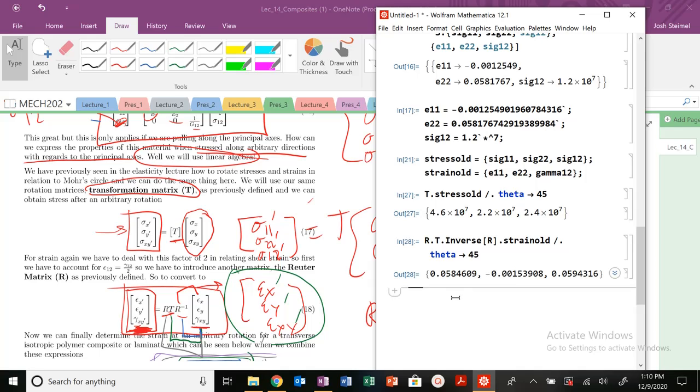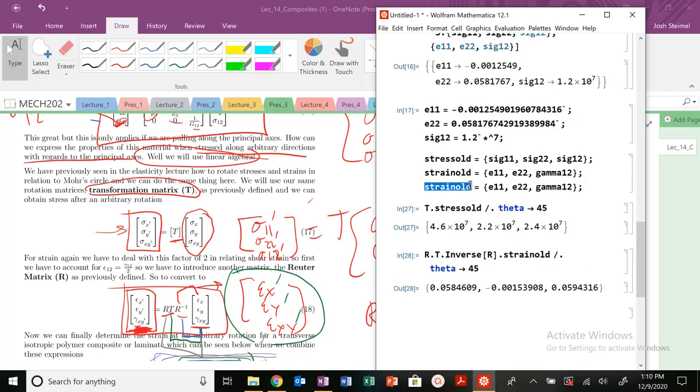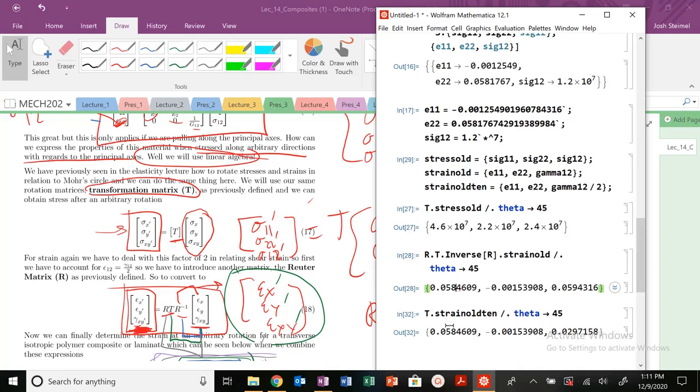I could also do a little bit of a trick. If I wanted the tensorial definition of my strains, I'd have to do this little trick. So strain old, I'm going to call this my tensor notation, because if I put everything in tensor notation, I'll actually be able to get T dot strain old tensor, slash dot theta goes to 45. And you'll notice it's exactly the same as this answer, but off by a factor of 2 here. And the only reason is because, again, this is our engineering definition.